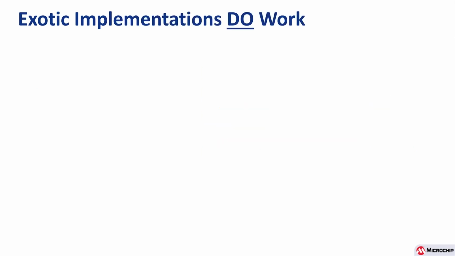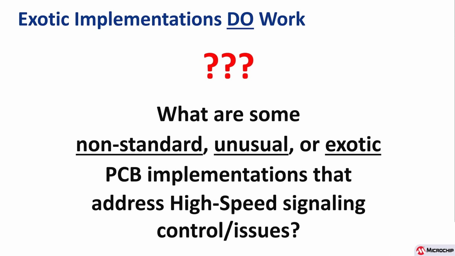When we talk about PCBs and executing a PCB for a system that includes high-speed designs, let's keep in mind that exotic implementations do work. What are some non-standard, unusual, or exotic implementations that address high-speed issues? Let's think about that a second. Take a moment. What are some things that are a little bit different? Things that your boss probably would not prefer you to do because of expense or other things.